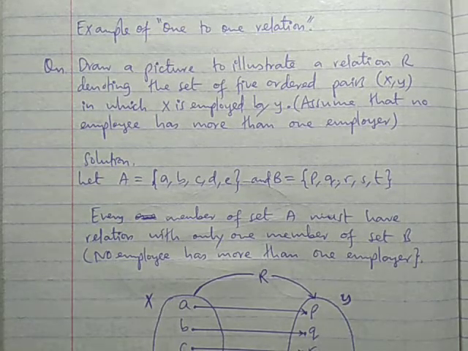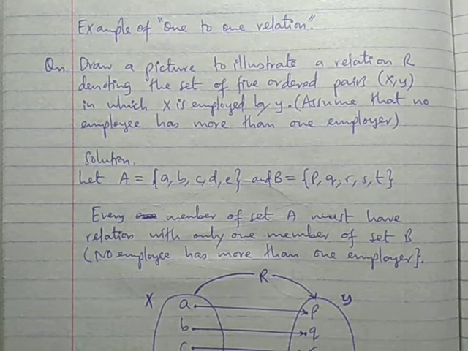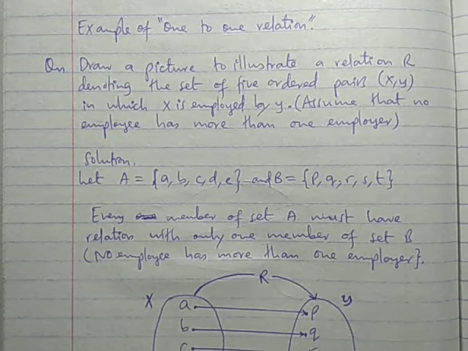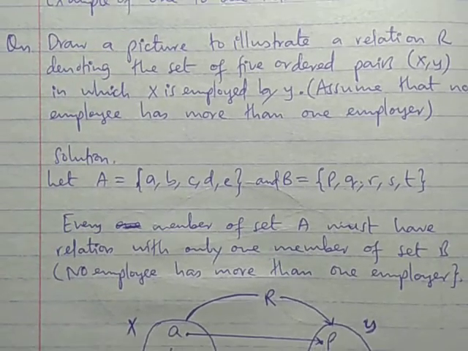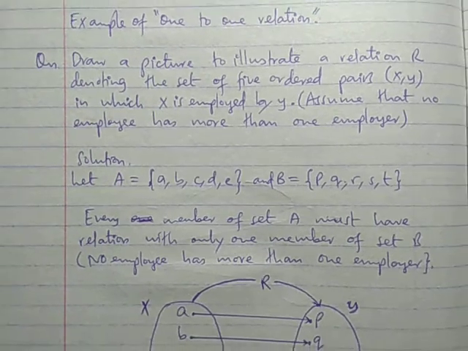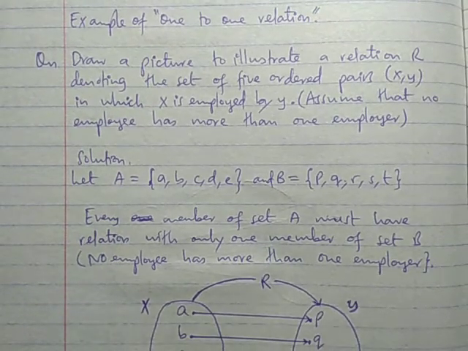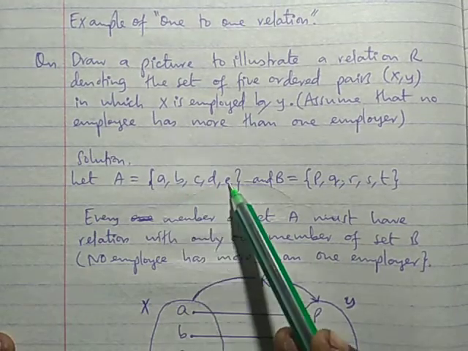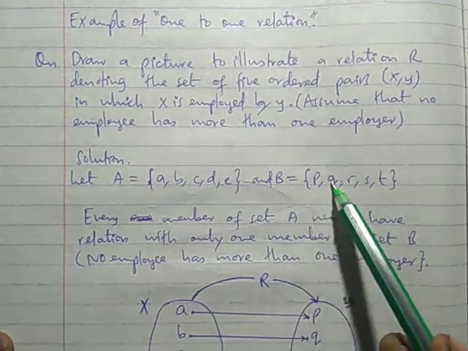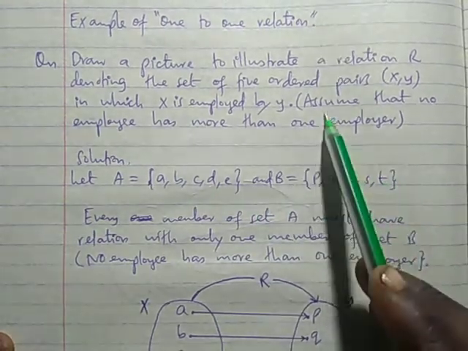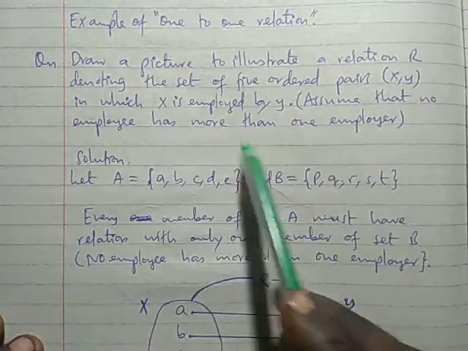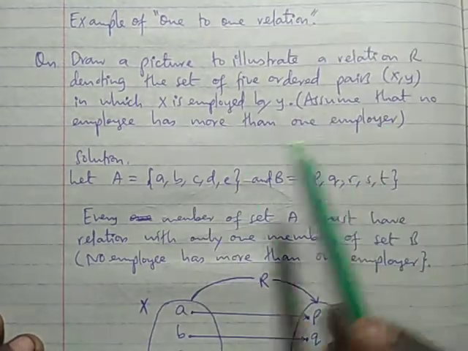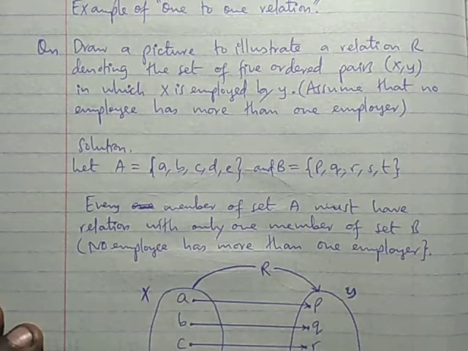Tunachora seti ambayo itaonyesha ordered pairs. Hasa hapo x na y members wake, because that is a set. So members wa hizo seti unaleta tu. Any value inaweza kusimama. So tunaleta members of set A wawe ni A, B, C, D, E. And members of set B wawe ni P, Q, R, S, T. Hasa tumeambiwa assume that no employee has more than one employer.